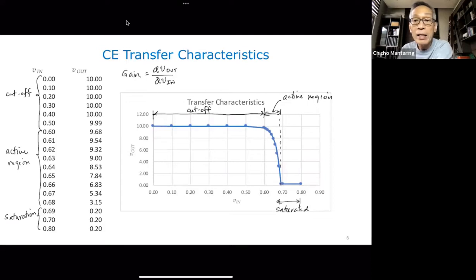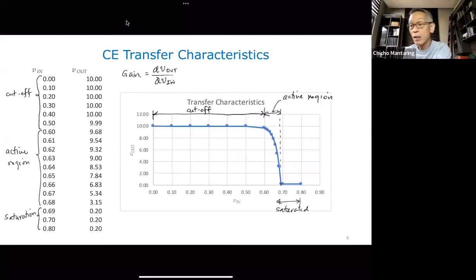Okay. What is the gain in cutoff and in saturation? Can somebody tell me? Ano yung gain in cutoff and or in saturation? Ano yung gain dito? Tsaka ano yung gain dito? Sir, 0 po. That's right, it's 0. No? Because my output does not change with my input. Hindi nagbabago yung output ko habang gumagalaw yung input ko. My gain is 0. So the only region where I have a gain is actually here in the active region.